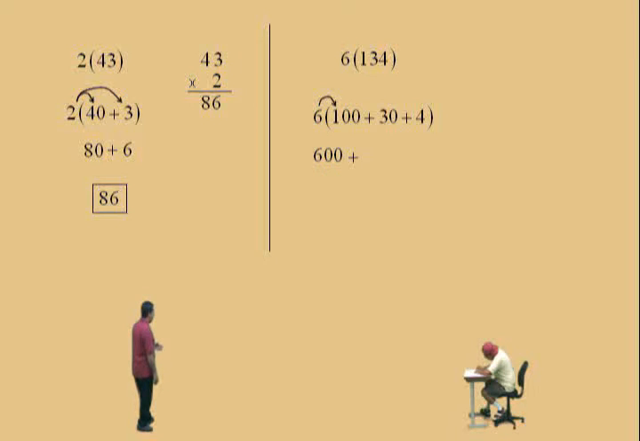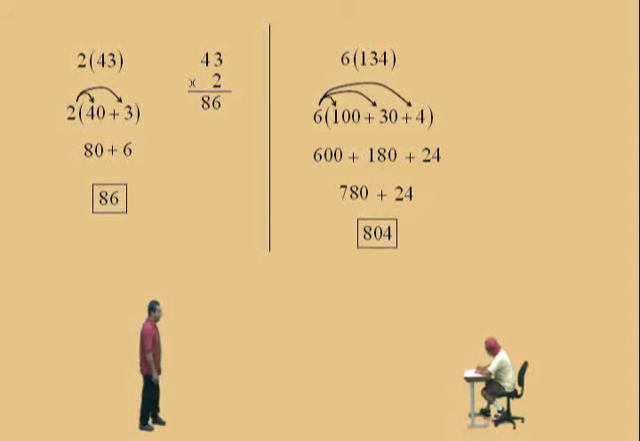Bring down our operation. What's next? 6 times 30. 6 times 30, which is what, Charlie? 180. 180, because 6 times 3 is 18, and 6 times 30 is 180. Okay, Charlie. 6 times 4 is what? 24. 24. Okay, so we work left to right. 600 plus 180 is 780, plus 24, which is 804. That is the answer. Now, let's do the vertical format.